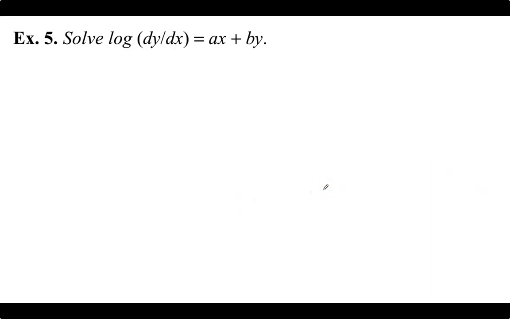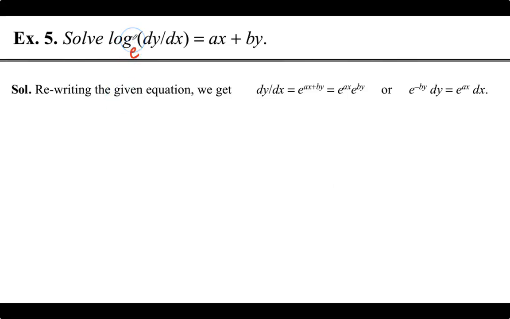Consider the differential equation log of dy by dx equal to ax plus by. Since the logarithm which we have considered is natural logarithm, that is we have considered it to the base e, we can rewrite the given equation in the form dy by dx equal to e raised to ax plus by, which can also be expressed as e raised to ax into e raised to by.